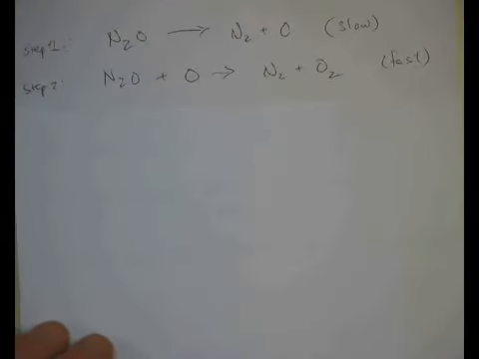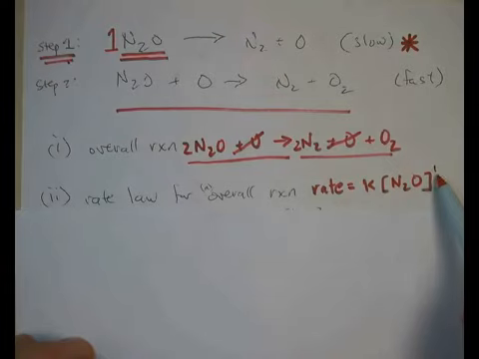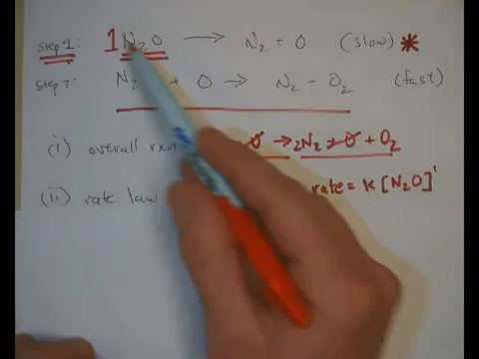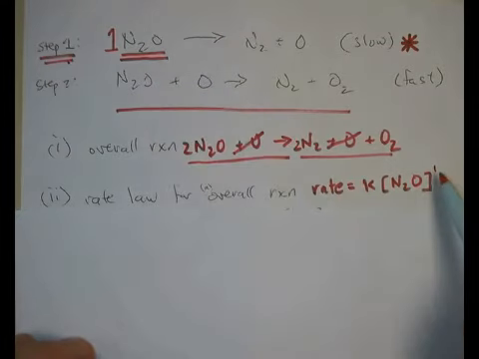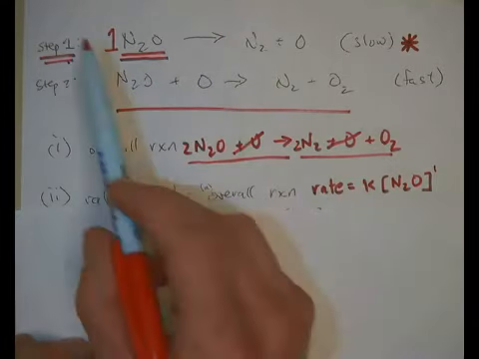But it has to be the coefficient from the slow step. You can't just look at any old reaction. It has to be the slow step of the mechanism of the reaction to make it be the actual exponent for the rate expression or the rate law.